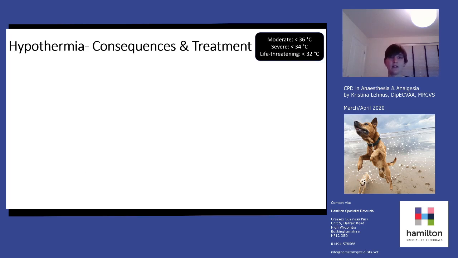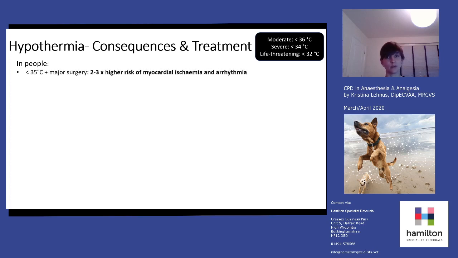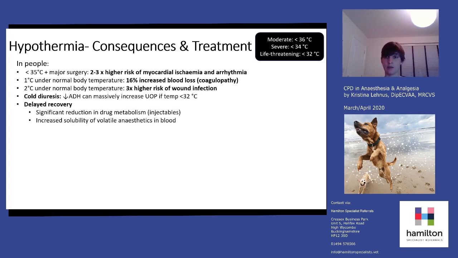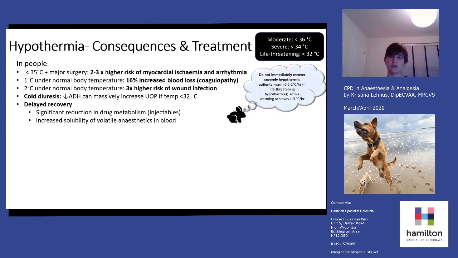So hypothermia, why do we really care? I've put up some cutoffs that I consider moderate, severe, and life-threatening hypothermia, but obviously they change for different animals. In people, the reason why we've got quite a lot of data on it is because people do turn up to hospital hypothermic quite often, and they also use therapeutic hypothermia in people. So there's a lot of data on it. Basically, in people, if you're under 35 degrees centigrade body temperature and you're undergoing a major surgery, then you're much more likely to get myocardial ischemia and therefore arrhythmias. So it's going to have an effect on blood pressure.